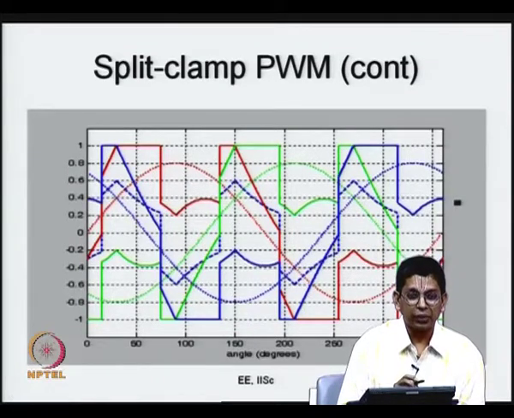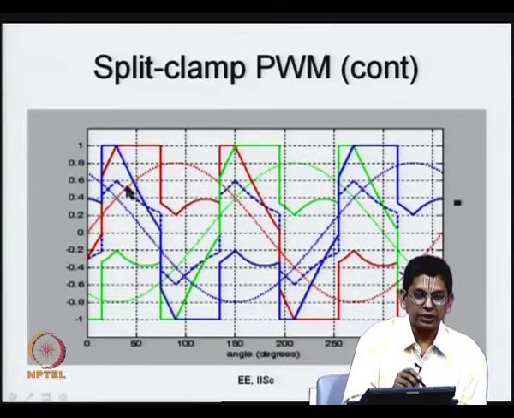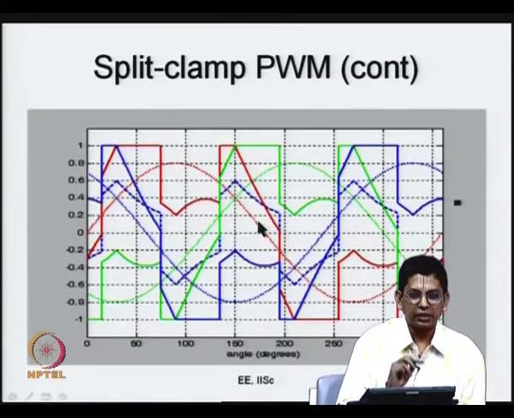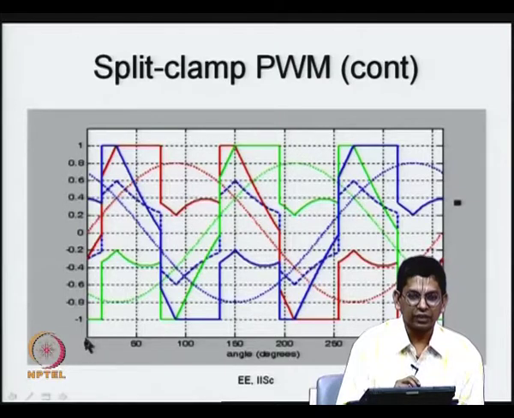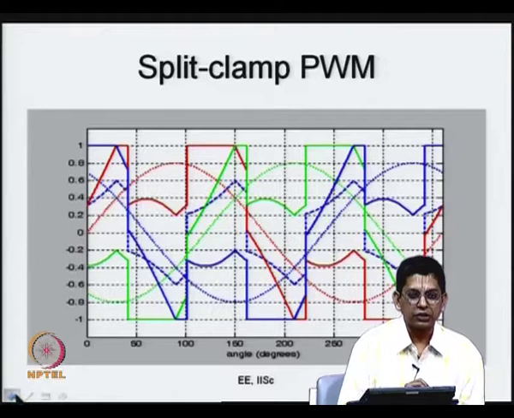So, the 60 degree duration is clamped into two intervals, one interval falling in the first quarter cycle and the other interval falling in the second quarter cycle of every half cycle of every phase now. So, you call it split clamp PWM. How do you generate this?